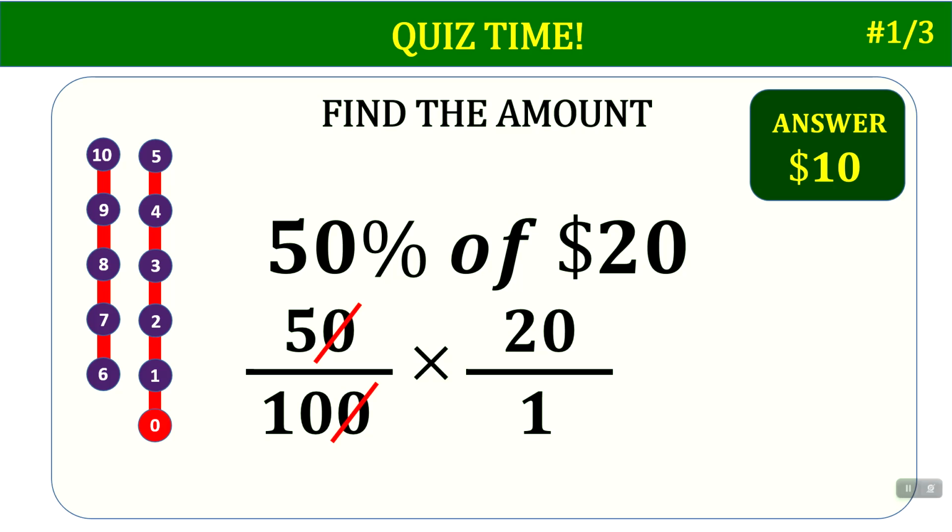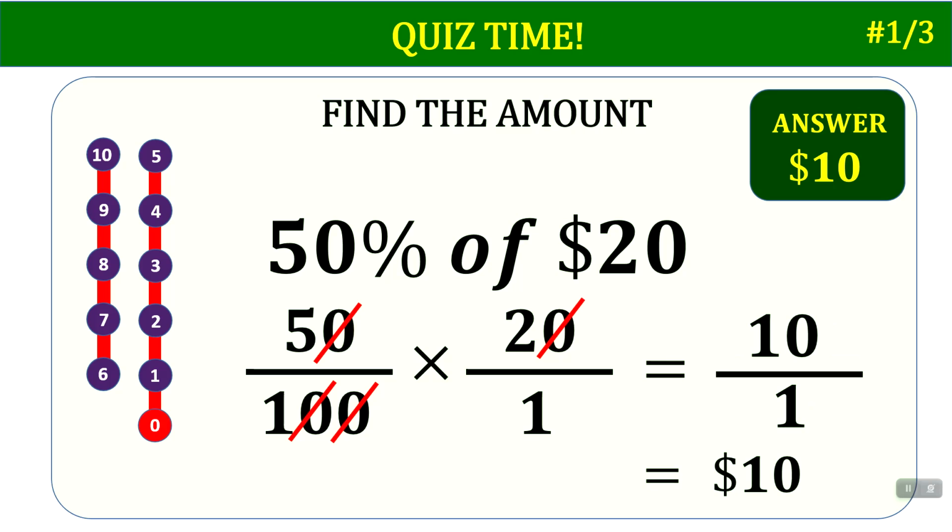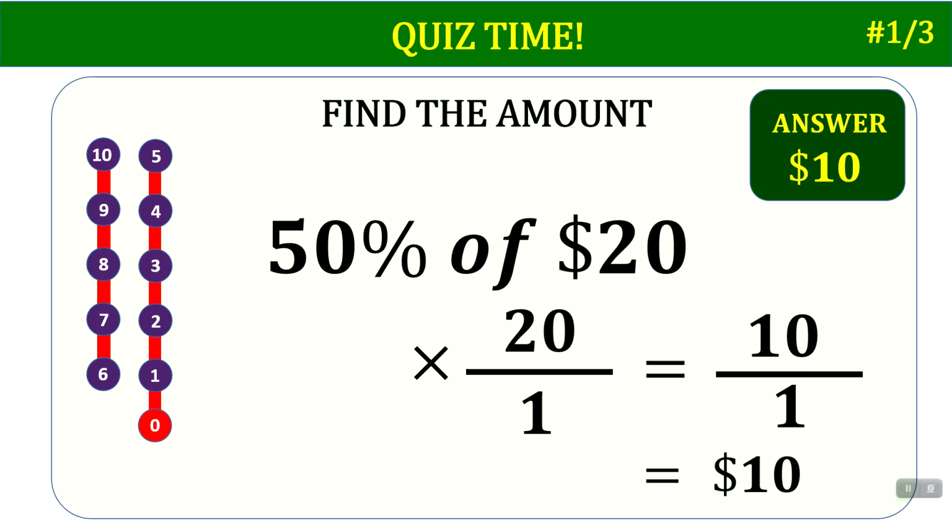10. And again, I can see pairs of zeros. I cancel that 0 and that 0. And I'm left now with 5 times 2 over 1 times 1, which is 10 over 1, which is $10. If you notice, 50% is 50 over 100, but it also reduces to 1/2. And we know half of 20 is 10.